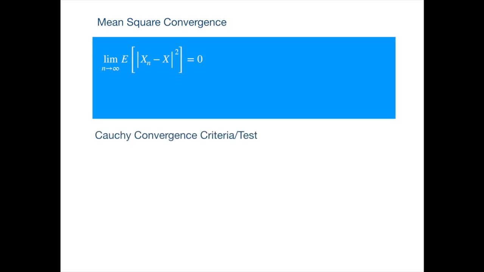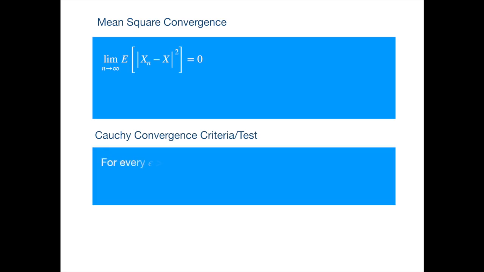Recall that a sequence x_n converges to x in the mean square if the following holds. Essentially, the expected value of the squared difference goes to 0 in the limit as n goes to infinity. There is a centuries-old test of convergence which goes by the name Cauchy's criteria. It is very simple and almost obvious and goes as follows.